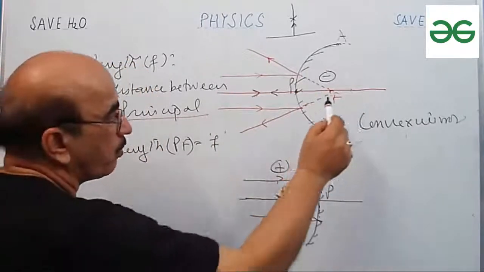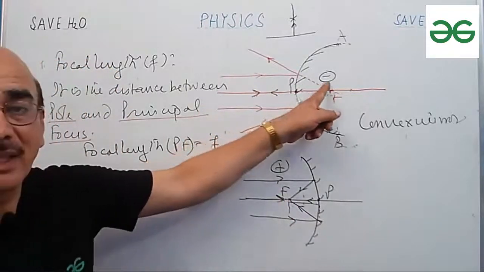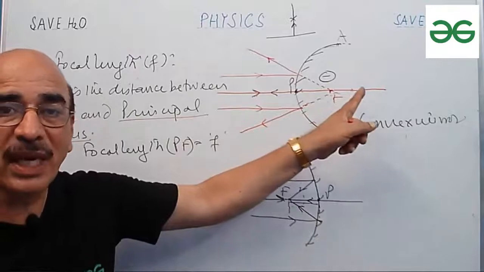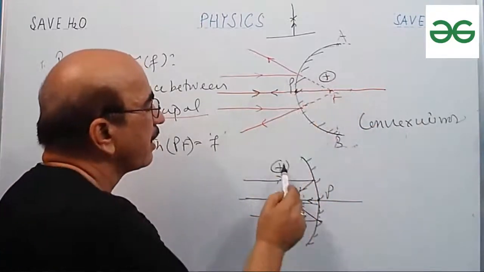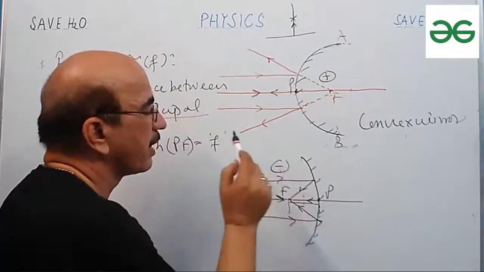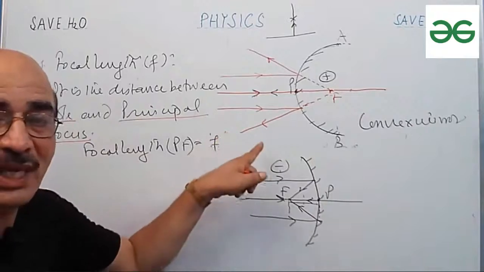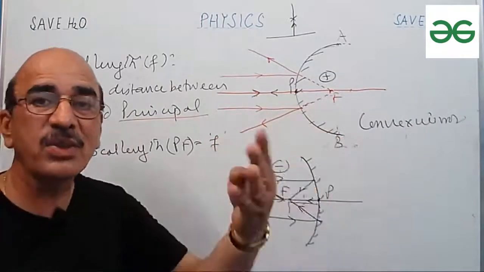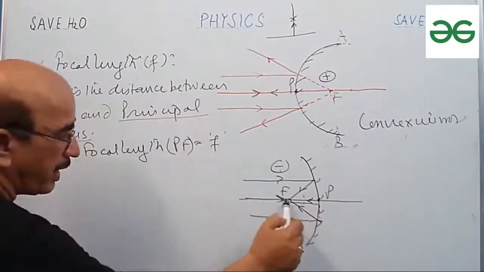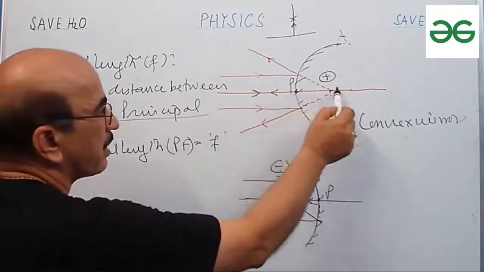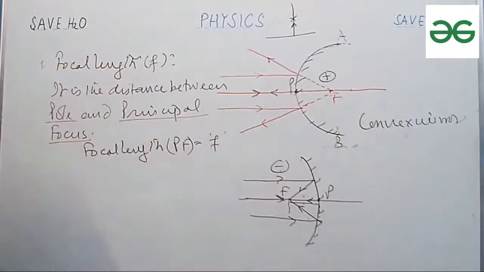So is the focal length of a convex lens negative or positive? Some students will remember. Yes, it is positive here, and it is negative here. Some students are thinking, sir wrote positive here and negative here. Just to check your knowledge: PF is a focal length, and here PF is a focal length. It is behind the mirror in case of convex mirror, and in front of the mirror in case of concave mirror.